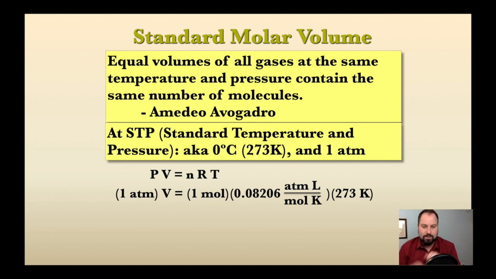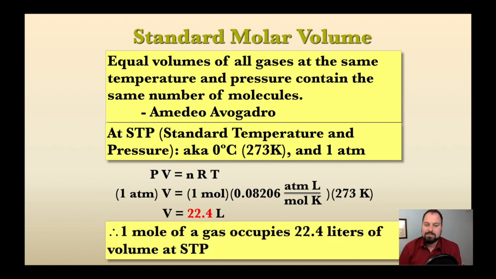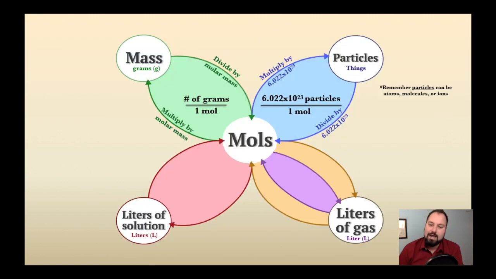If we do a little calculation quickly, what do we get? We get that the volume is 22.4 liters. What does that mean? Well, it means that 1 mole of gas occupies 22.4 liters of volume at standard temperature and pressure. That's very useful because it's a nice little shortcut, and so that's for us here back at our flower. That shortcut is at STP right there in the middle.